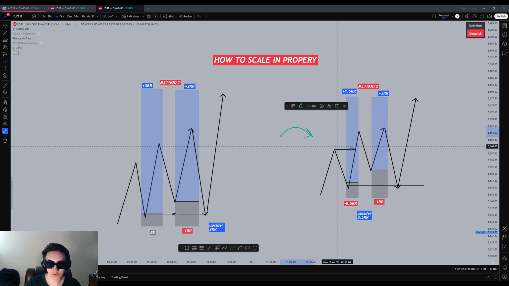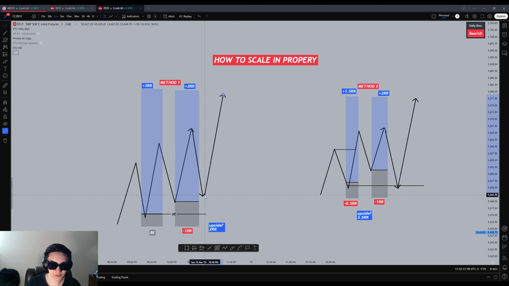So method number 2, you're partialing to reduce your risk and leave your original stop loss in case something like this occurs where it goes back to your TP. While in method number 1, what you're doing is not partialing, you're holding to full upside, which means you have greater upside potential. If price never goes near your break even for your first entry, goes something like this, then you'll get an upside of 5 risk reward, which is better than this upside.